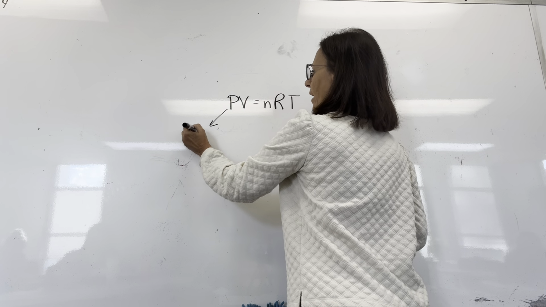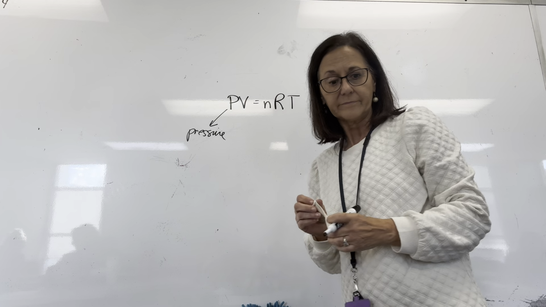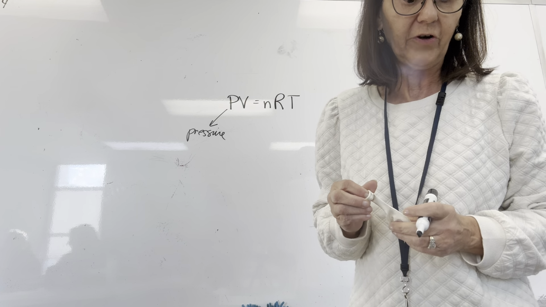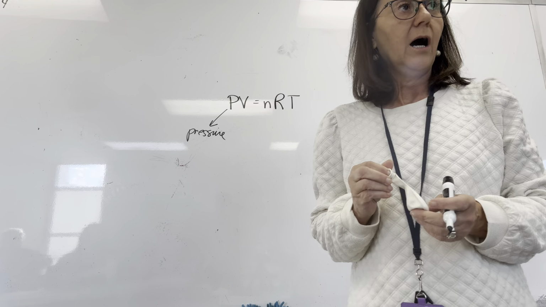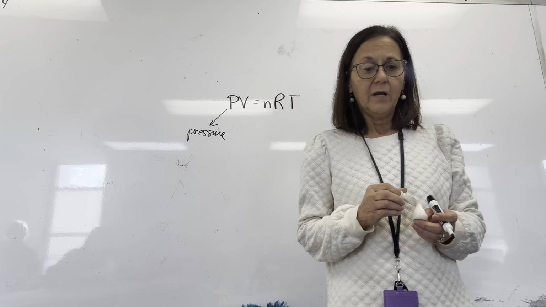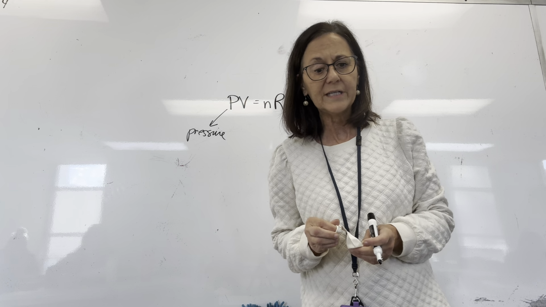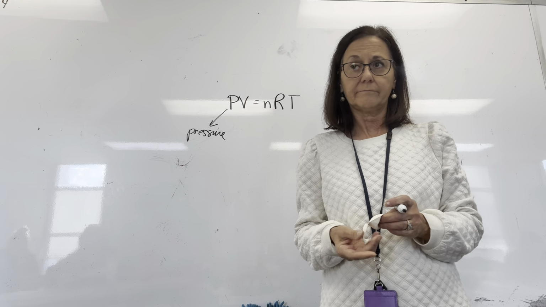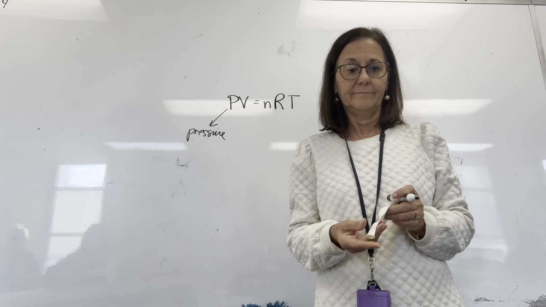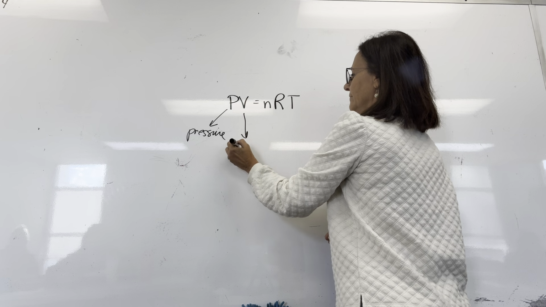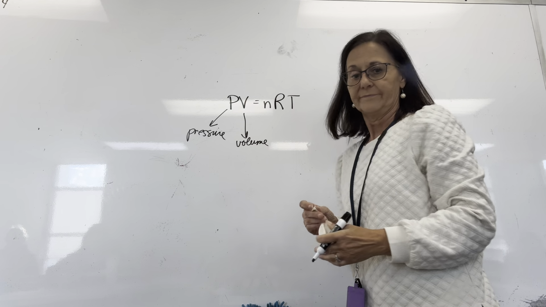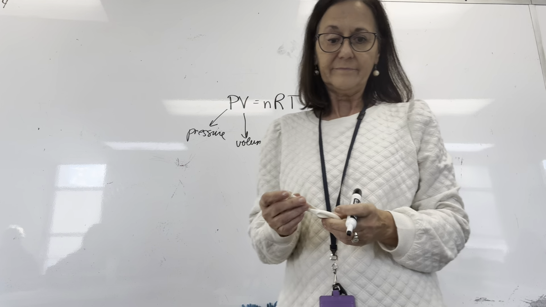P is the pressure. And if you look at the bottom of page 245, pressure comes in different unit measurements. A lot of it is newtons per square meter, but most of the time you're going to see atmospheres. Okay, so that's pressure. V is volume. So volume, you see, is in liters, milliliters, or cubic centimeters.